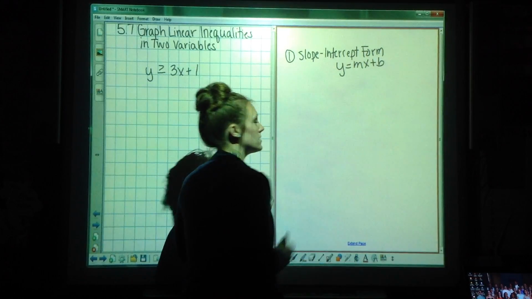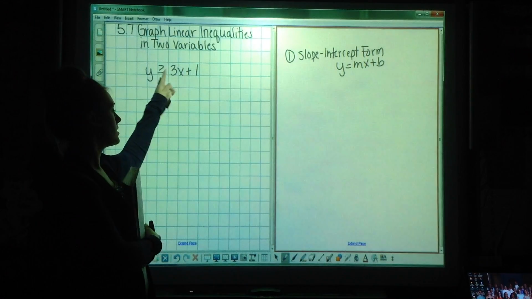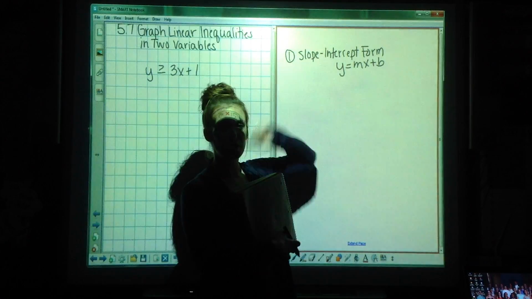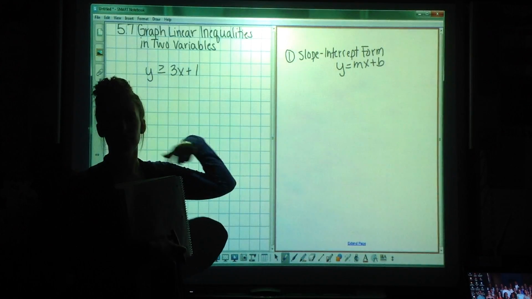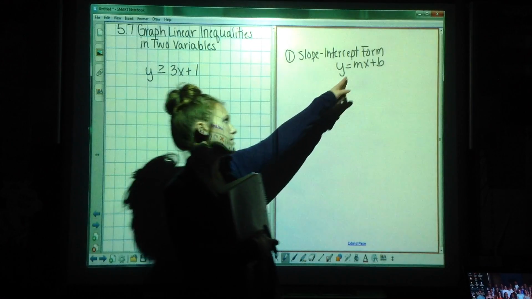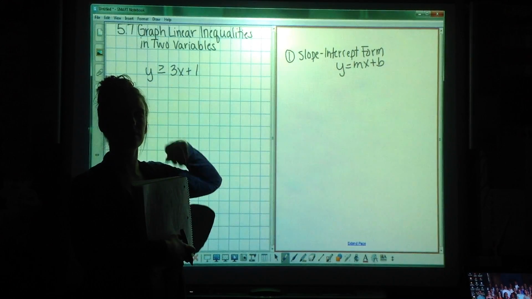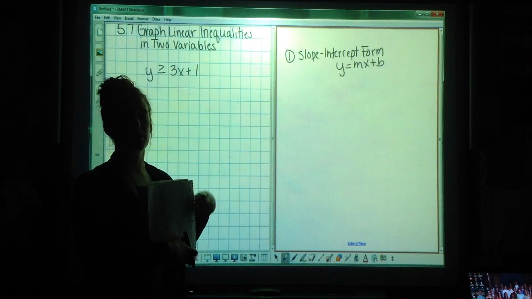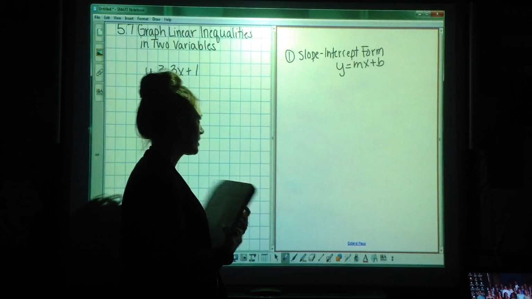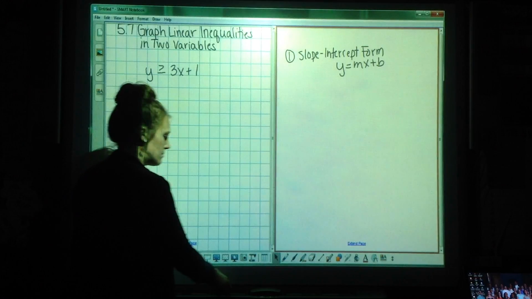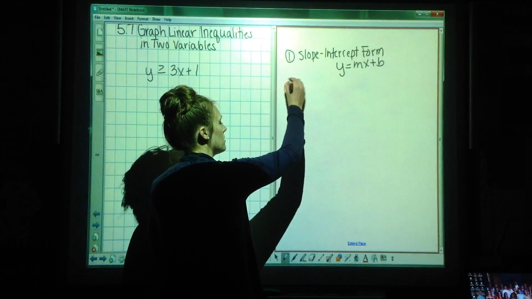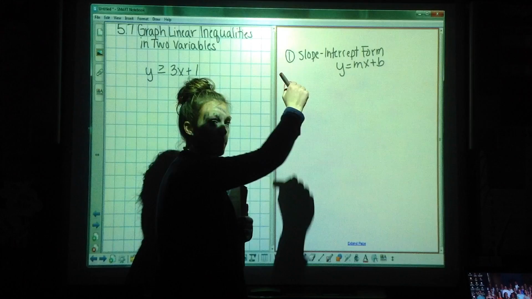Now you know that this is an inequality right here, and right here is an equation. But you would graph an inequality the same way you would graph an equation. So this can be an inequality symbol. The important part is that the y is by itself on the left side, and then your m and your b are by itself on the right side. And then you would do the same thing that you would do to graph an equation. You want to identify your m and your b.